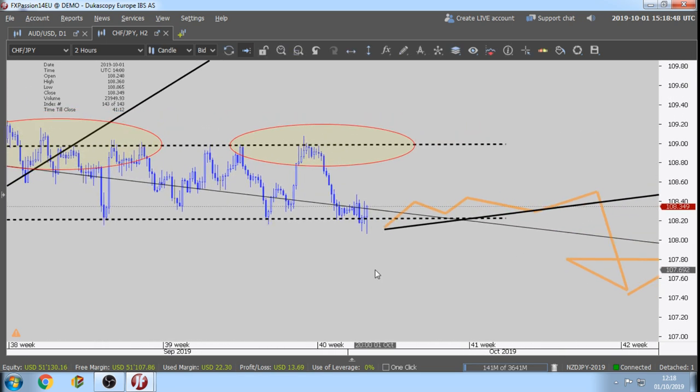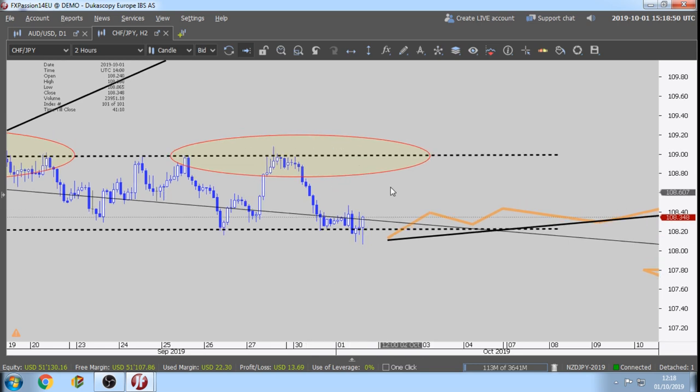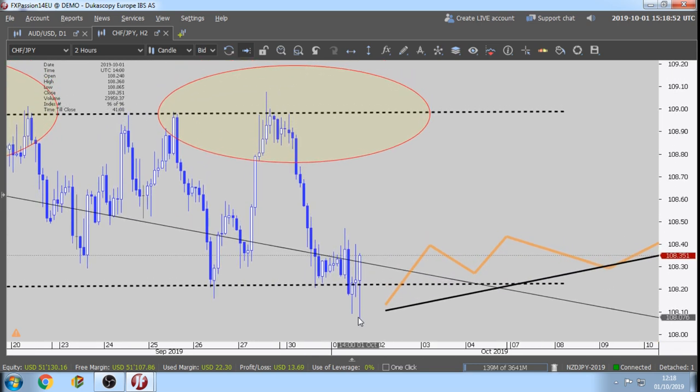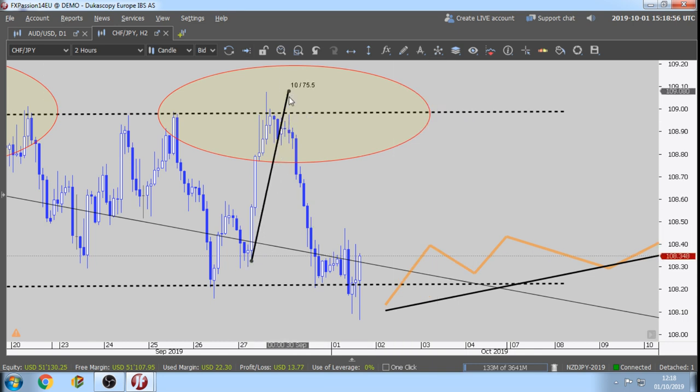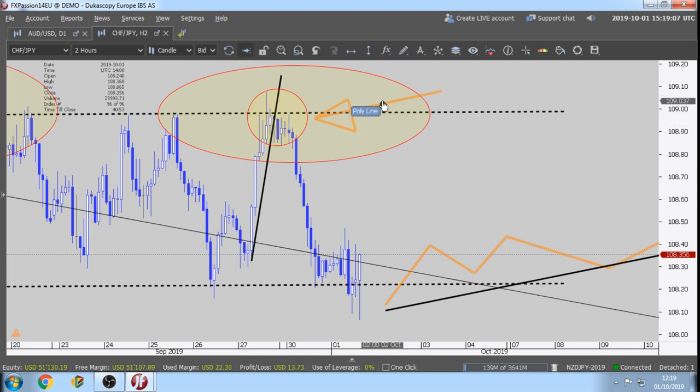okay, this is where I short the market, up in here. Okay, counter trend line break and bearish candlestick formations, or bearish candlestick formation. This was my short trade.